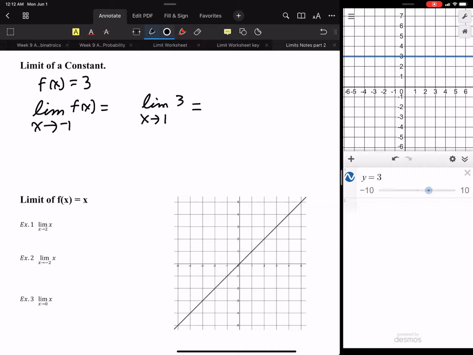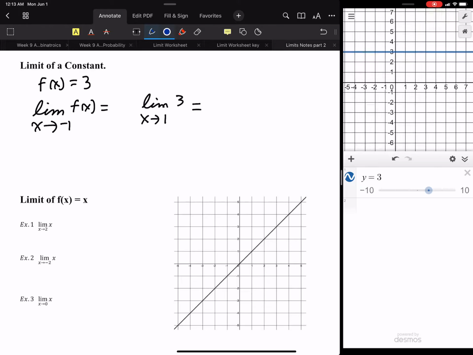We're going to look at the constant function, f of x equals 3. For some reason, as simple as this function is, it confuses people because they don't think of it as a function. To the right, I've graphed y equals 3, which is f of x equals 3, and it's just a horizontal line. Let's take a look. We're taking the limit as x approaches -1.